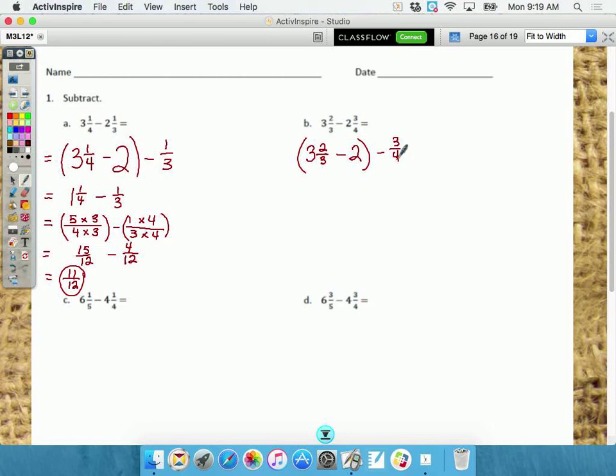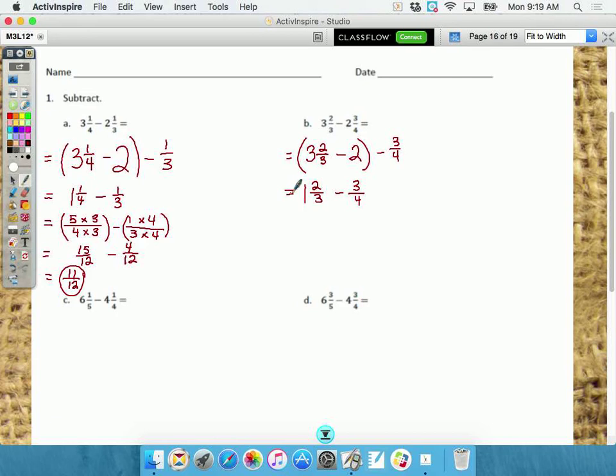Okay, if you're still trying to write down number 1, forget it, because you're going to be confused. Skip over to number 2. You can go back to number 1 later. Okay, 3 minus 2. 1. So I have 1 2/3 minus 3/4.